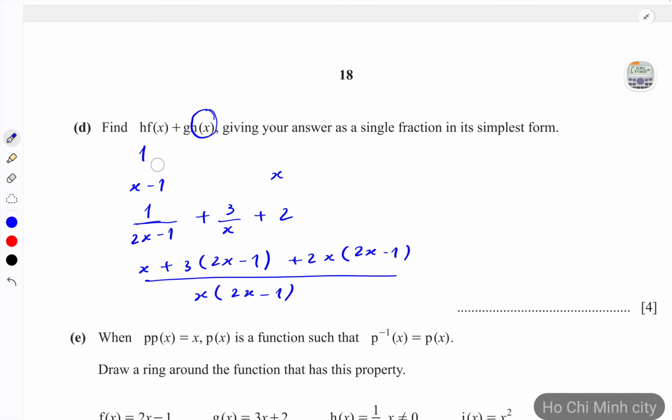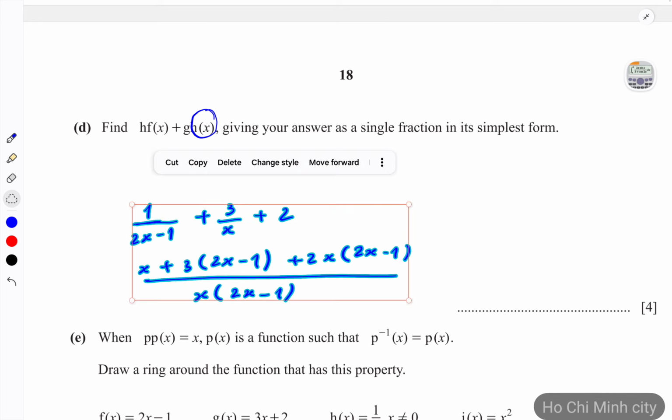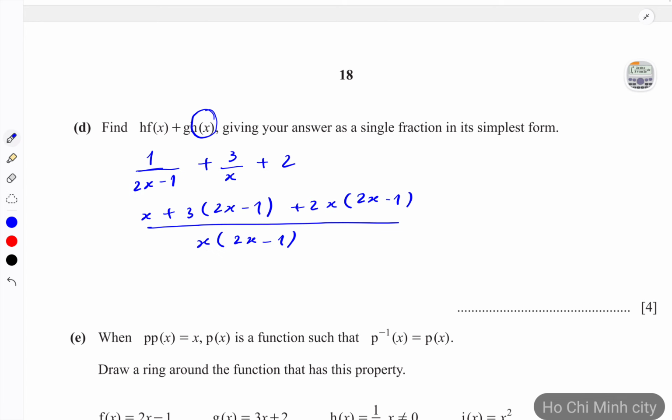All right, so I think the first line is not necessary. So move them up for more space. Then we will simplify the numerator. So we have 4x squared plus 5x minus 3 divided by x times 2x minus 1. And that is the simplest form.